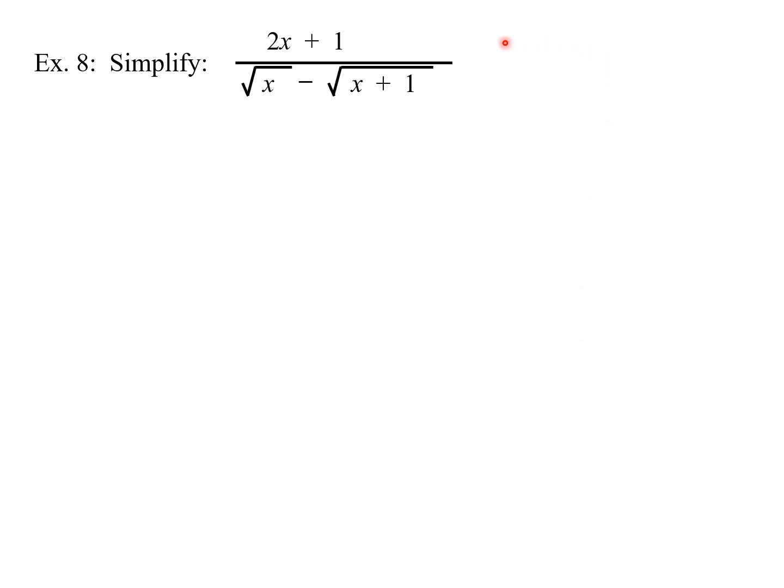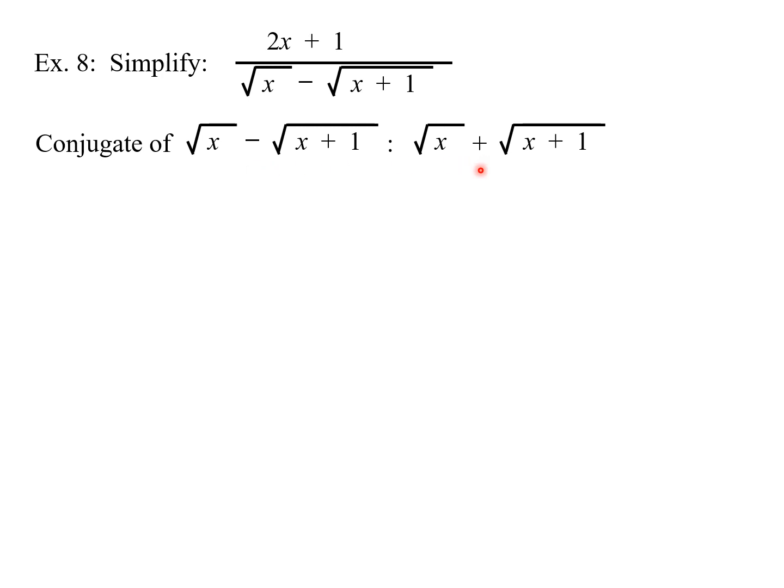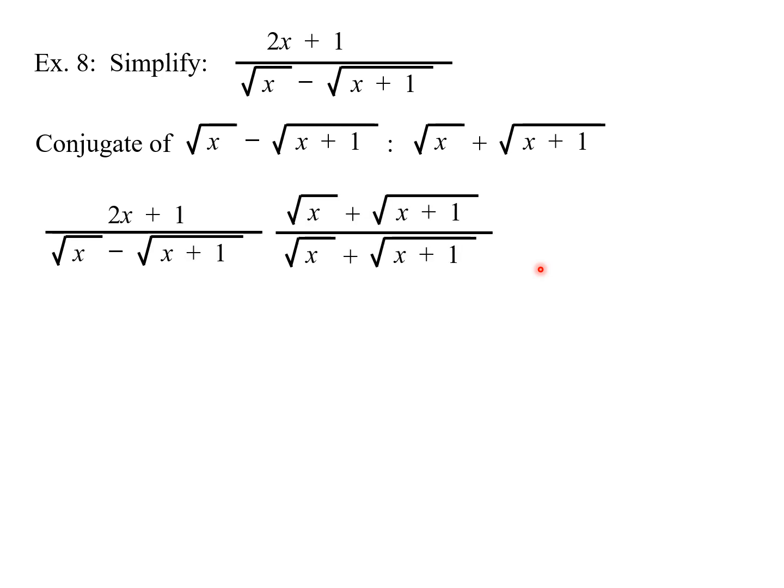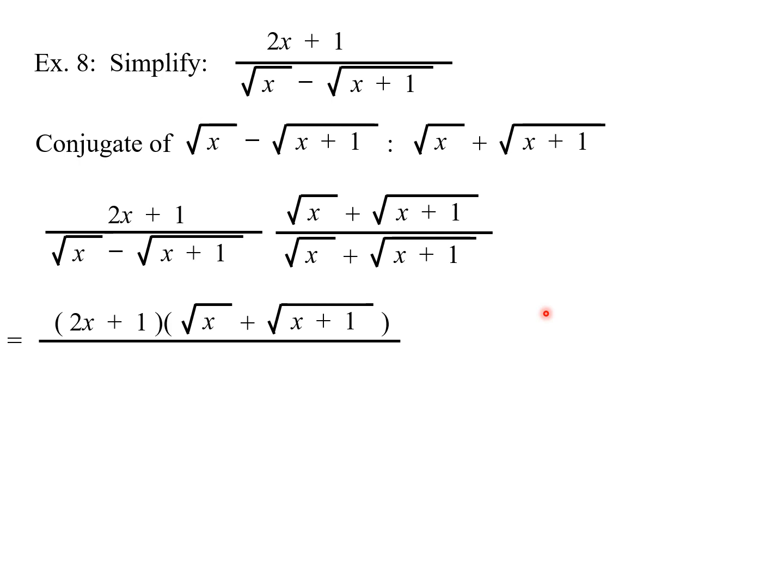One more example to do. Let's simplify this expression. Now you've got to be careful with the conjugate of root x minus root x plus 1. It's going to be the first one and the second one, but we're going to take the opposite sign. Just take the opposite sign. And so we're going to multiply top and bottom by that conjugate. The numerator just becomes that quantity times that quantity. We're not going to change that.